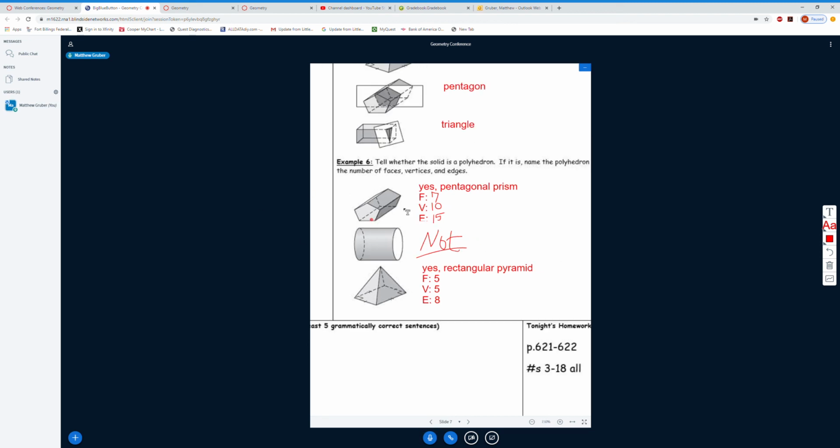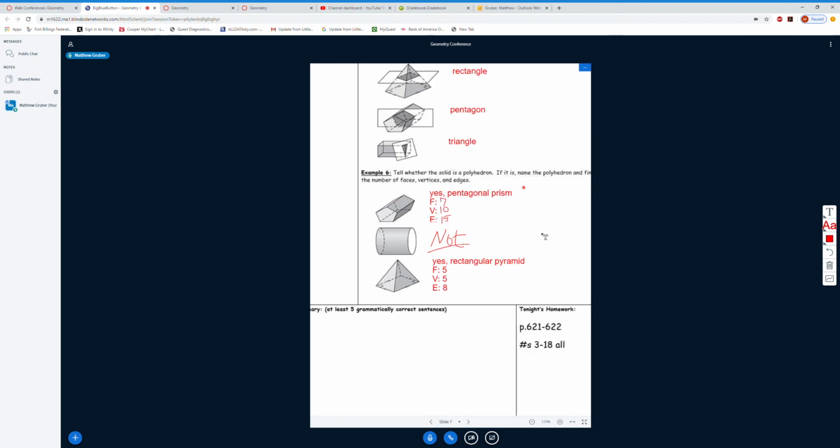We'll talk about more formulas and properties of three-dimensional figures going forward. Again, this section was mostly just definitions about these things. We're going to find out how to find surface area of these things and volume in the next couple sections.